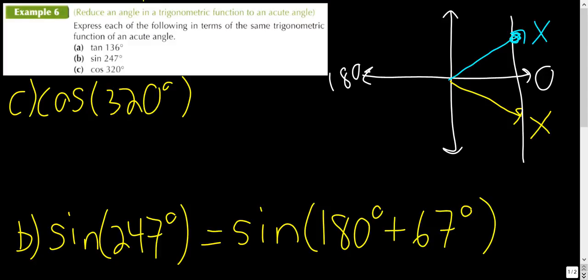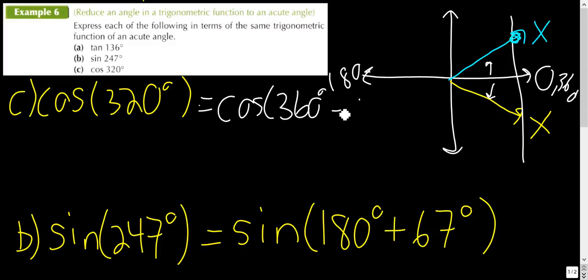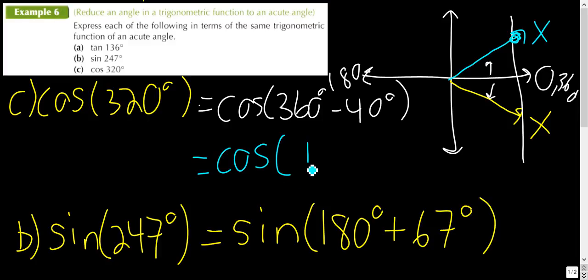Well, they seem to be the same distance off of 0. Or remember that 0 is the same thing as 360. So what I could say here is this is the same thing as the cosine of 360 degrees minus 40. So if I go back 40 from 360, that gives me the same value as the cosine of 40 degrees, right? Because they have the same x-coordinate. They're going to end up having the same cosine. Whether I go backwards or forwards from 360, it doesn't matter. I end up with the same value.